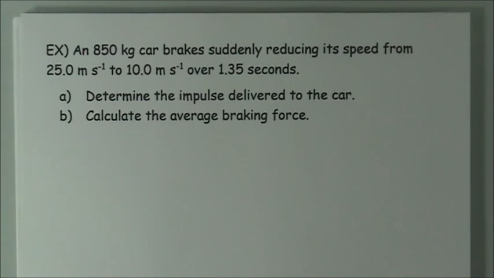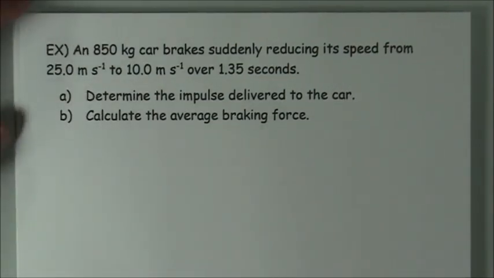In this example, an 850 kilogram car brakes suddenly, reducing its speed from 25 meters per second to 10 meters per second over 1.35 seconds. You're asked for two properties again, just like in the last one: the impulse that was delivered to the car, but this time, instead of asking for the final velocity, which is clearly given, you're asked to calculate the average braking force.